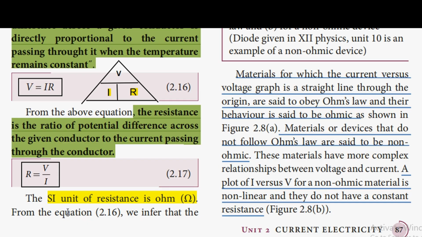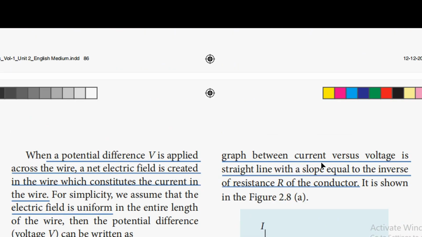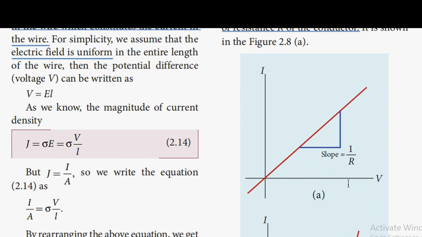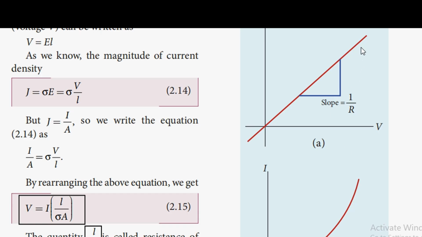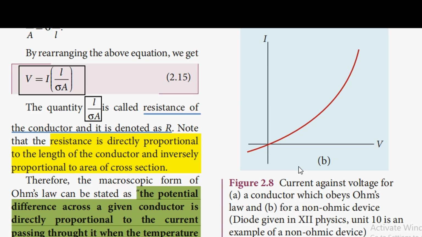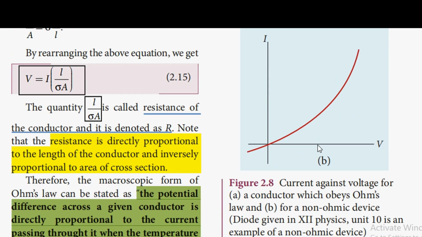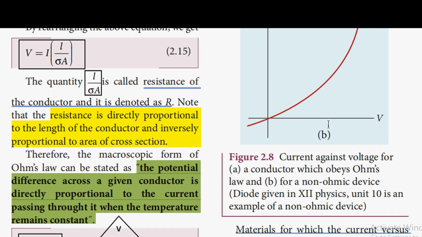So from the above equation 2.16, we infer that the graph between current versus voltage is a straight line with a slope equal to the inverse of resistance R of the conductor, and it is shown in this figure 2.8a. This is the slope, and this is the graph drawn between the values of voltage and the current. Here this is the current against voltage for a conductor which obeys Ohm's law, and this is the graph for non-ohmic devices, that is, they will not obey Ohm's law.